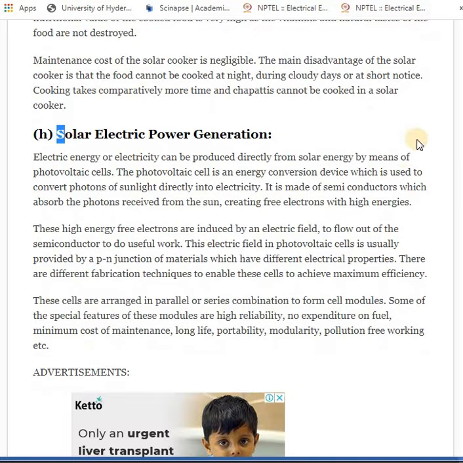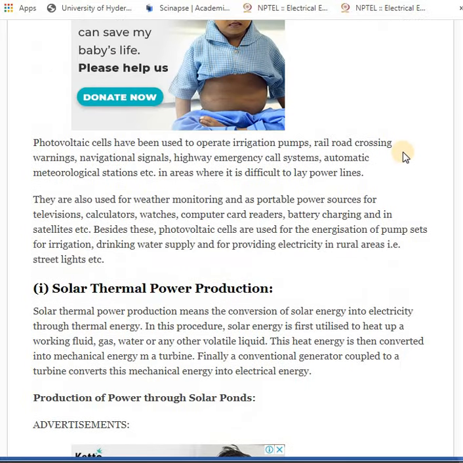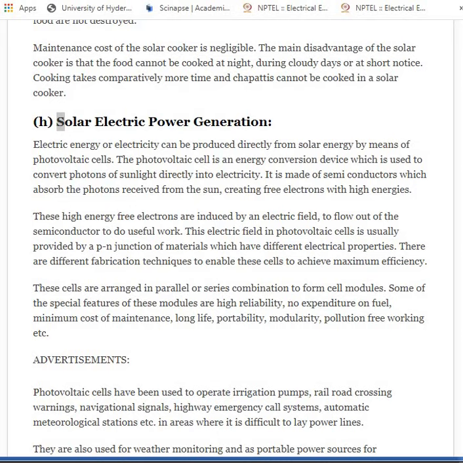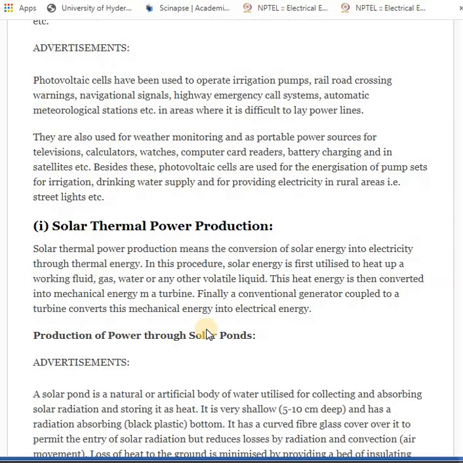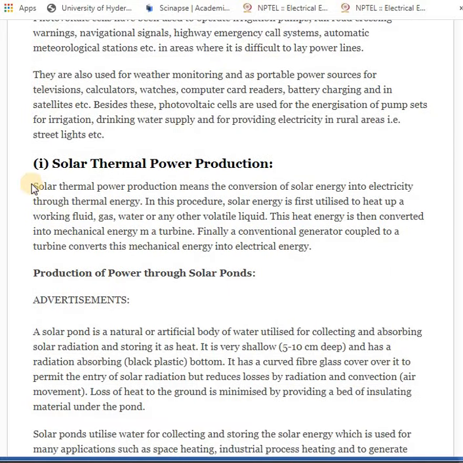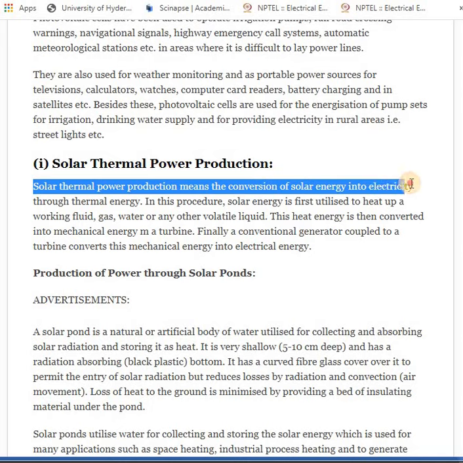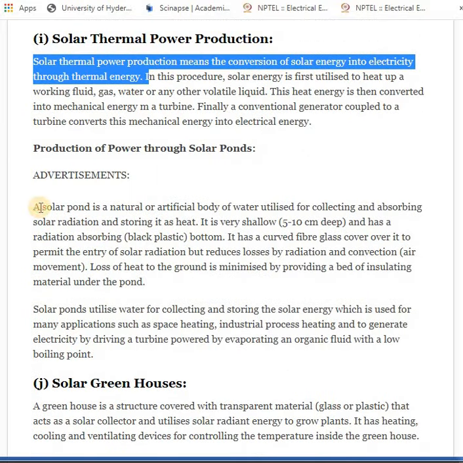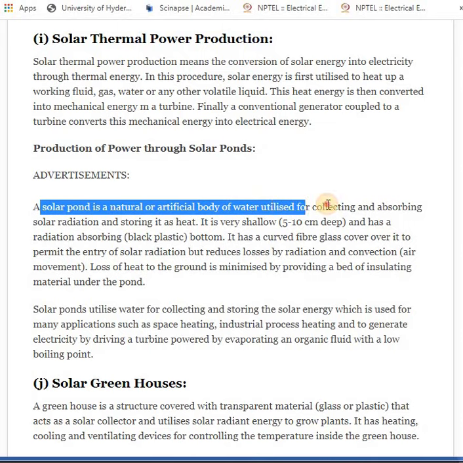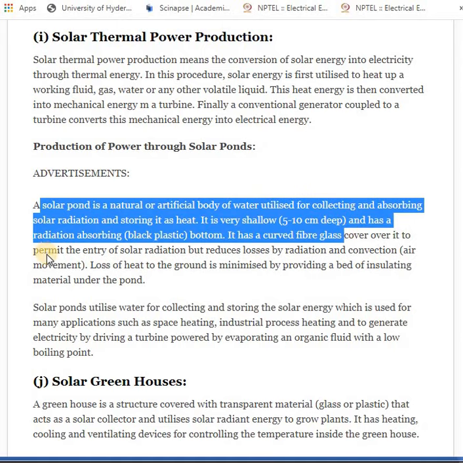So these cells are being arranged into parallel or series combinations, forming modules, and photovoltaic cells are used for irrigation pumps, rails, road crossing, etc. And you have solar thermal production. Solar thermal power production means conversion of solar energy into electric energy through thermal energy, that is, you are utilizing solar ponds, a natural or artificial body. So this is also an application.